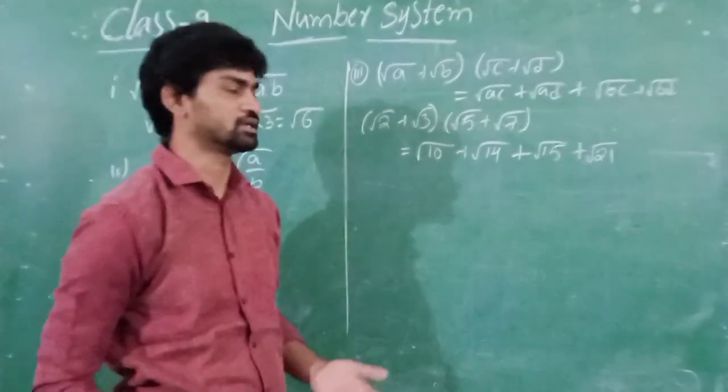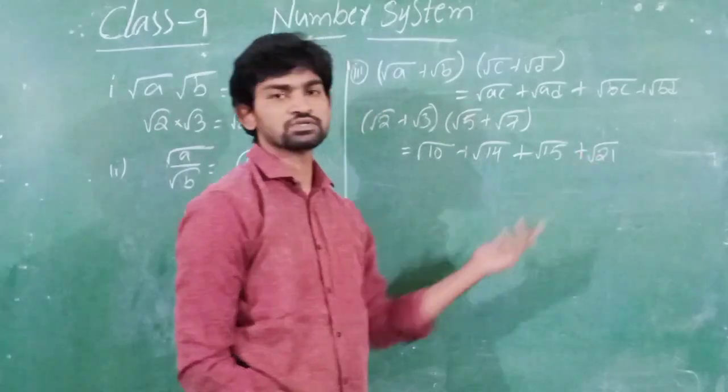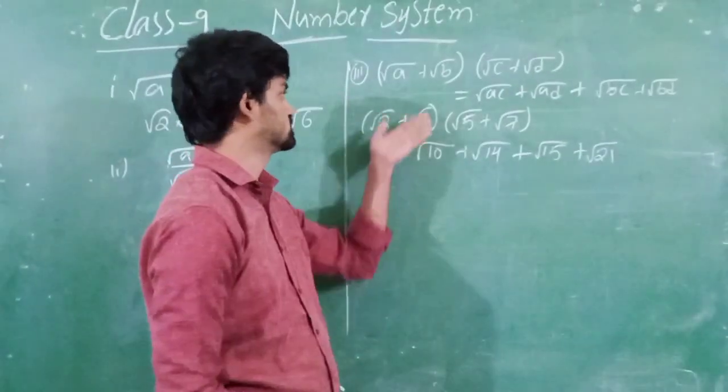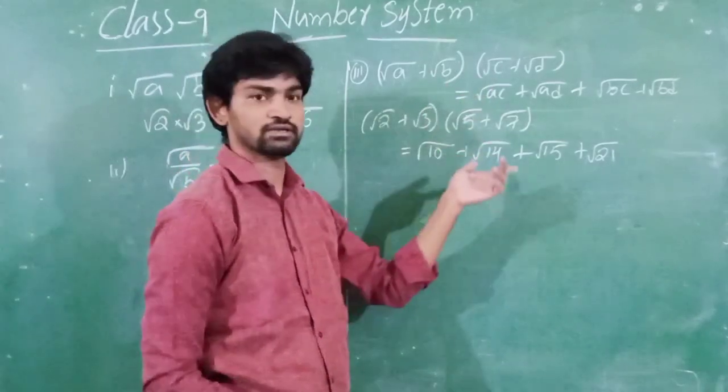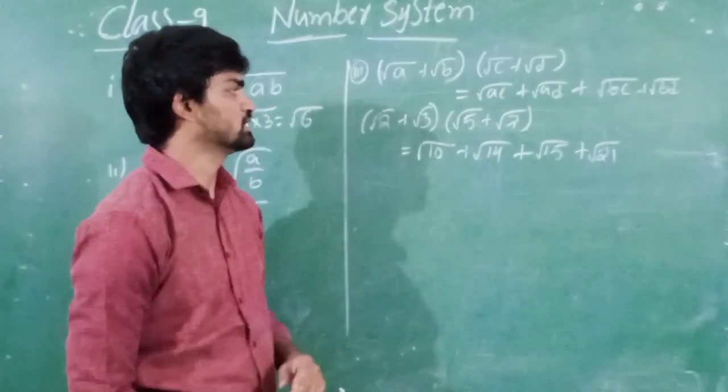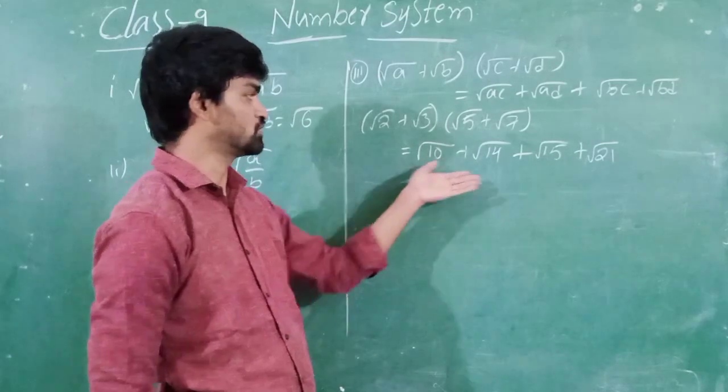So there is no like term. No like term is there, so we cannot add. So this is how we use this identity to multiply. If you got all different terms, you have to multiply like this.